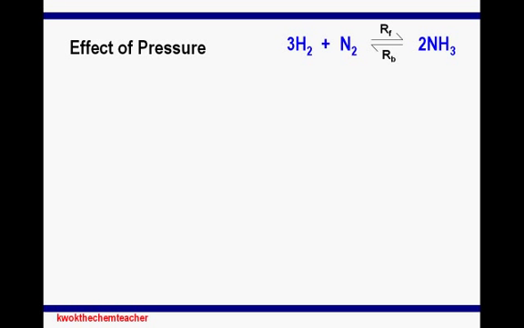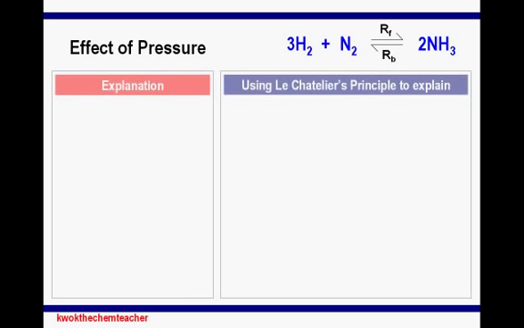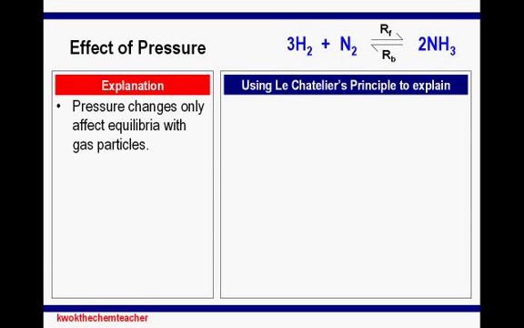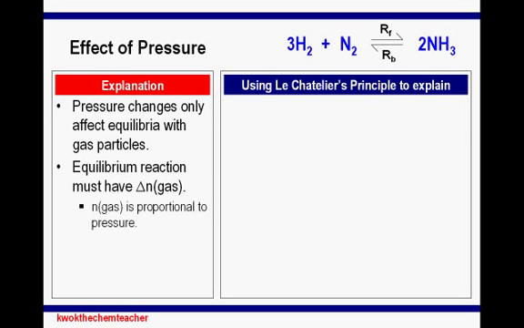In this portion, I'll be talking about the effect of pressure. I'll be using the Haber process once again to discuss how pressure will affect the equilibrium. Pressure changes only affect equilibrium with gas particles. The equilibrium reaction must have a change in number of gas particles. That's because the number of gas particles is proportional to the pressure. The effect of pressure can be caused by pressure changes or volume changes.